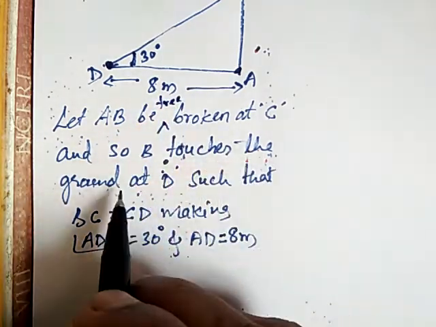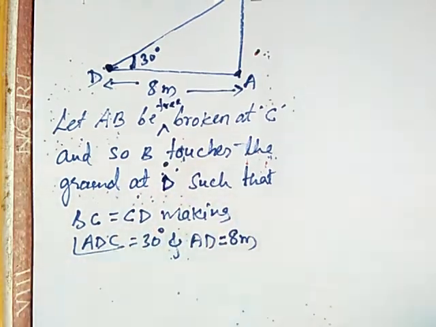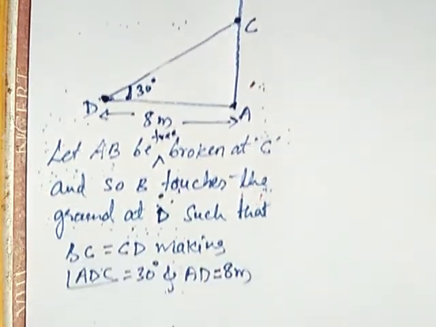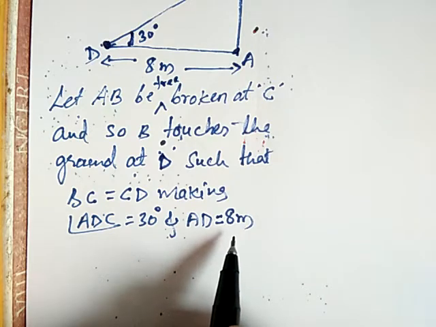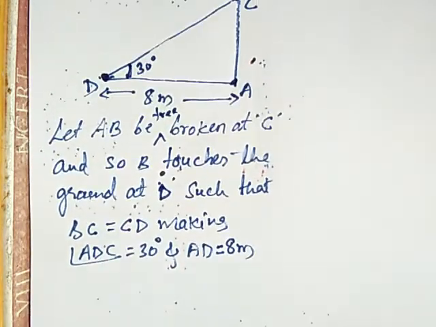So B touches the ground at D, capital D, such that BC is equal to CD. So this BC is equal to CD, okay. Then making an angle ADC equal to 30 degrees and AD is equal to 8 meters. So now you can write this one. This is the given right angle triangle.